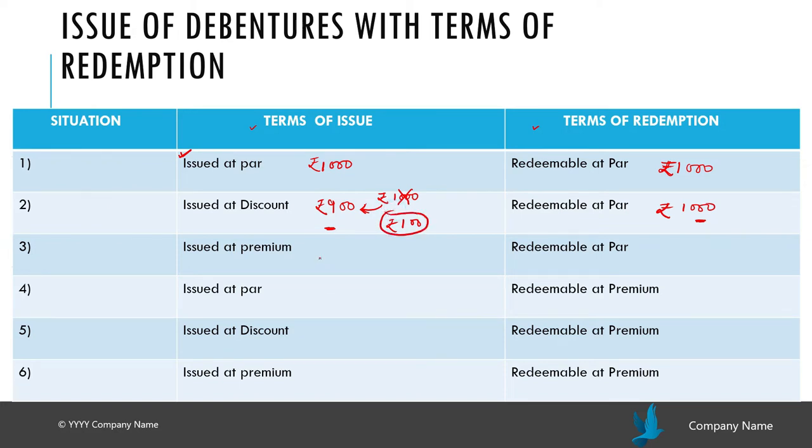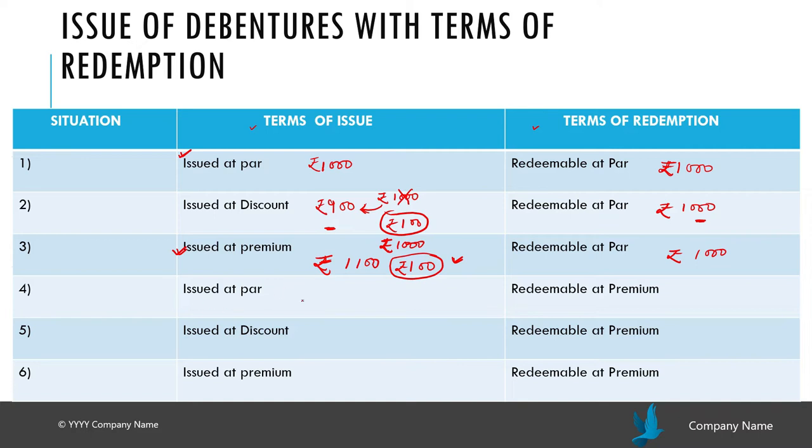The third situation could be issue at premium. Now suppose the debenture cost is 1000 but it is issued at 1100, that means rupees 100 is the securities premium reserve here. The company issued the debenture at a profit of 100 rupees but it is redeemable at par itself. That means 1000 rupees only.